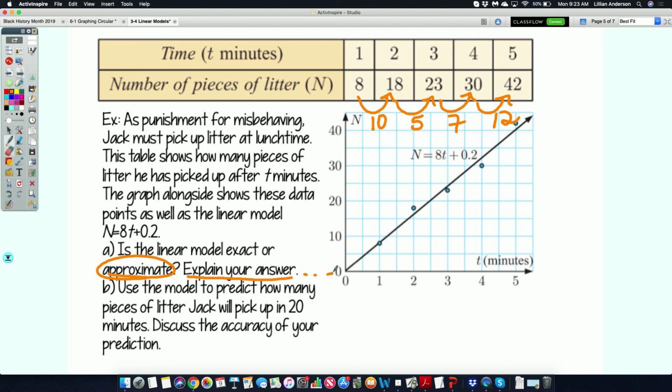Now, it says to use the model to predict how many pieces of litter Jack will pick up in 20 minutes. I'm going to plug 20 into which variable? T. You're going to plug in for T because 20 represents your time. So N equals 8 times 20 plus 0.2. And how many pieces of trash is that? 160.2.